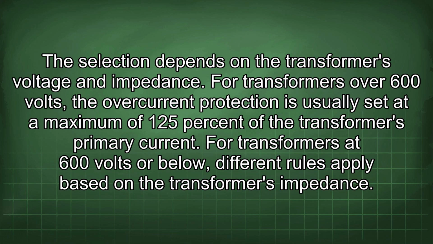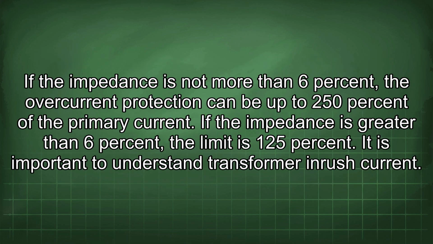For transformers over 600 volts, the overcurrent protection is usually set at a maximum of 125% of the transformer's primary current. For transformers at 600 volts or below, different rules apply based on the transformer's impedance. If the impedance is not more than 6%, the overcurrent protection can be up to 250% of the primary current. If the impedance is greater than 6%, the limit is 125%.